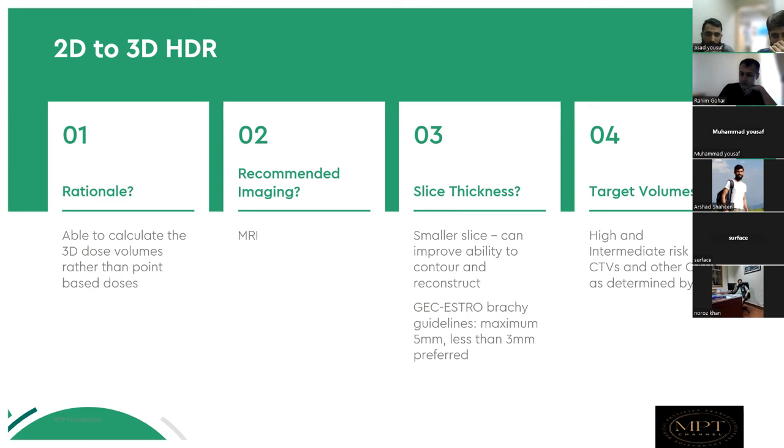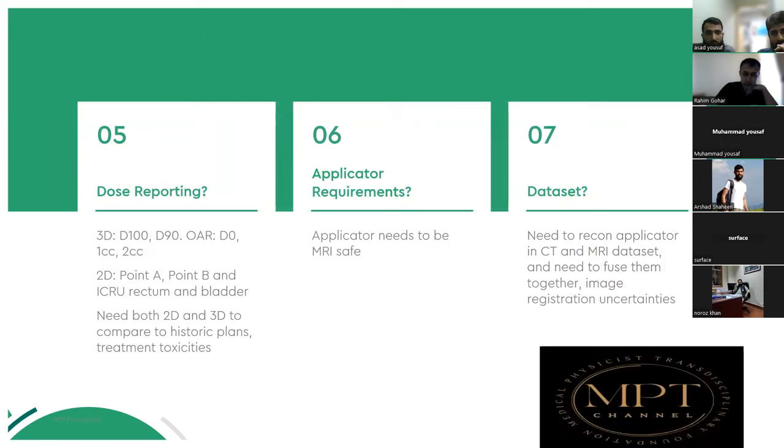Slice thickness, as you mentioned, and the GEC ESTRO guidelines, and high risk volume, which is good. Good, Hamid, well done. And dose reporting, you mentioned D10, D90, OAR, 1 cc, all the stuff is mentioned there. And okay. From MRI, of course, MRI safety is important if you are doing MRI and CT together. Yeah, good.